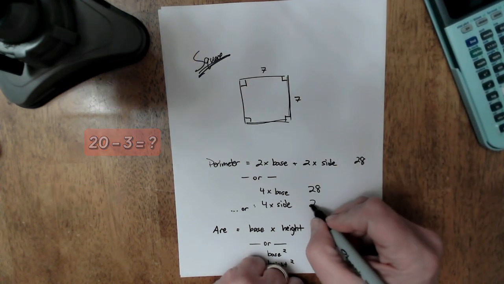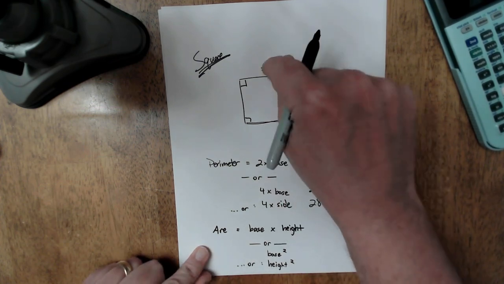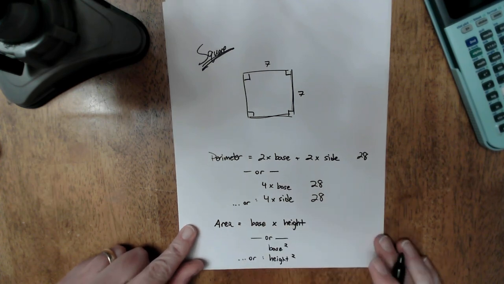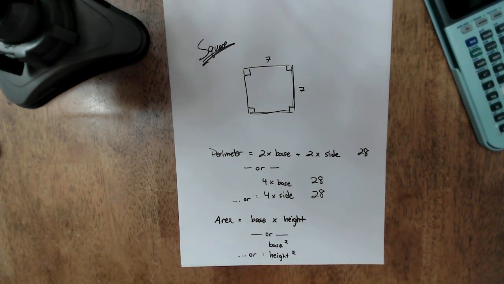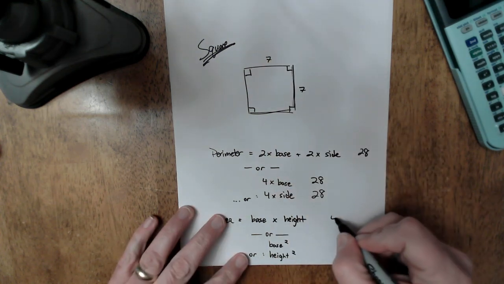Same thing, all right? However you want to label it, however you want to call it, that's fine. But you're basically taking the total of all of the side lengths to get the perimeter. All right, then the area, spell it right there, the area is, once again, the base times the height. So that would be 7 times 7, which would be 49.